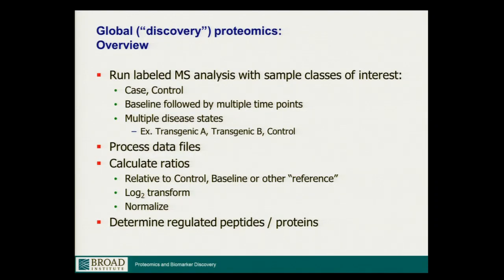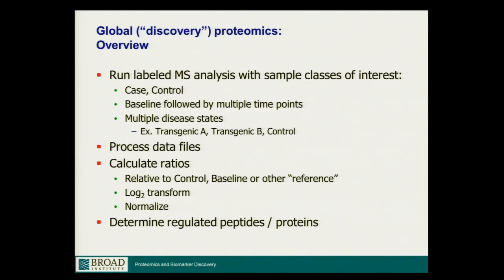So in a global discovery experiment, what you generally do is run some MS analysis using the groups of interest. So it could be case control for cancer or some other disease. It could be some sort of time series where you have a baseline and then you measure something at 10 minutes and 50 minutes and 1 hour. Or you could be interested in multiple disease states, so you could have a control and then 2 or 3 different transgenic mice or 2 or 3 different mutations you're looking at. So there could be multiple.